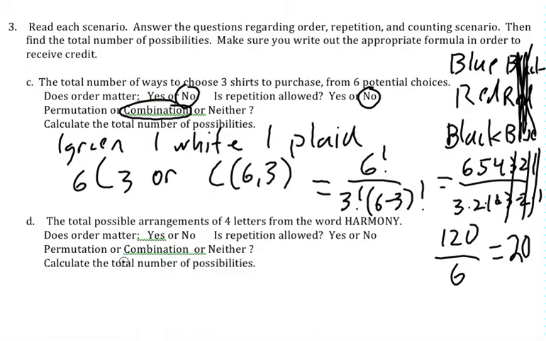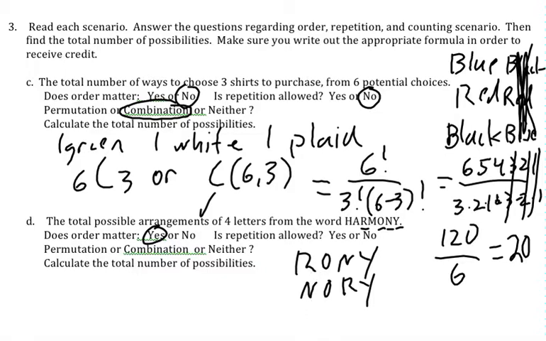D, we have the total possible arrangements of 4 letters from the word harmony. Does order matter? This is a yes situation. An arrangement means that the order matters. So let's just say we were going to use O, N, Y, and then this R. R, O, N, Y would be a different arrangement of letters from N, O, R, Y. So order matters. This arrangement and this arrangement are not the same. So the order is significant.